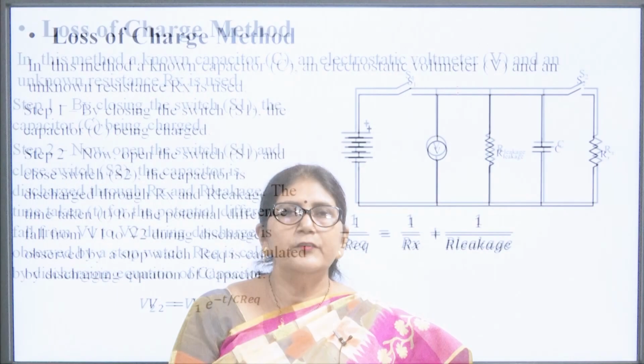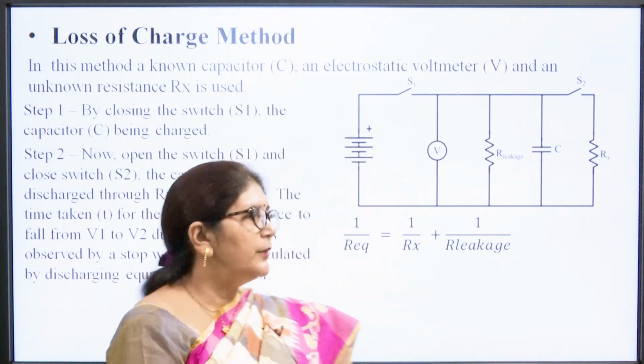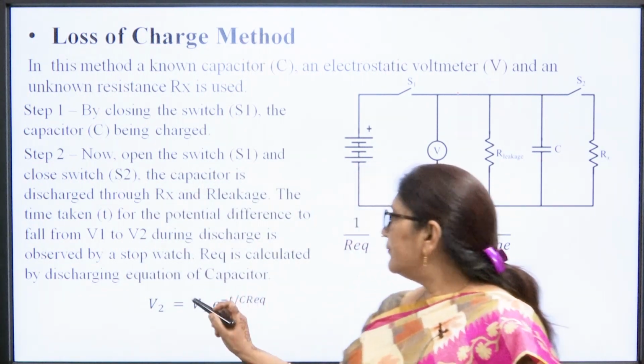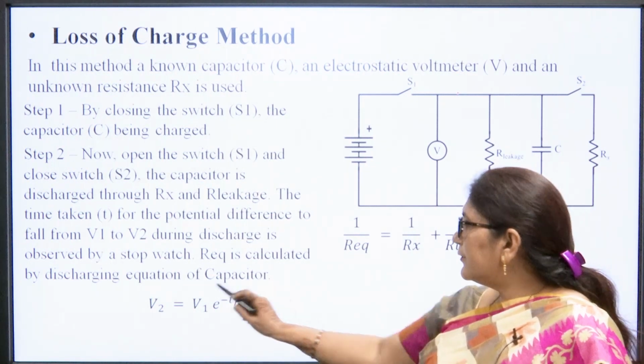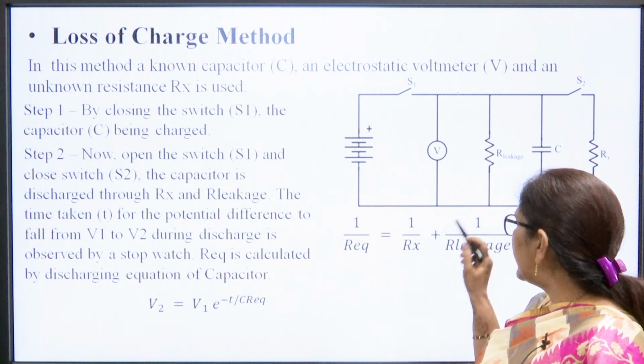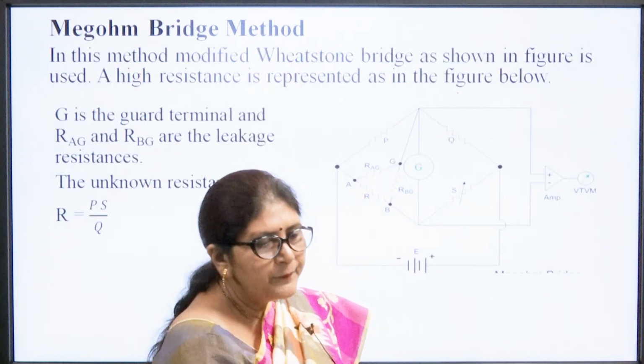So, if we make the value of R leakage very low, then we will find out the value of Rx. We know the discharging equation of the capacitor is V is equal to V1 e to the power minus t by C R equivalent. So, this is the discharging capacitance. So, we can measure the Rx value, the unknown value of resistance.